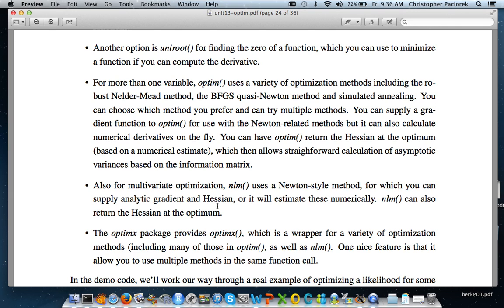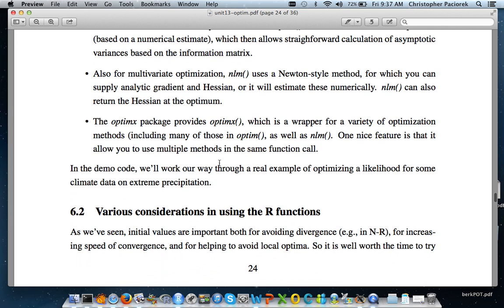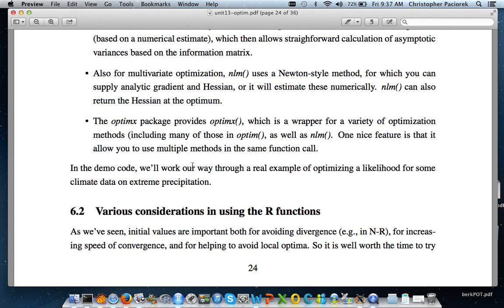I've already said optim is one of the go-to functions for optimization in R, and we're going to see that in some detail in a second. There's another multivariate optimization method called nlm, which also uses a Newton-style method. So that is another option. And then there's this recent package called optimx, which will allow you to run a variety of these different optimization functions on the same problem. That's often a nice strategy to use to give you a more robust optimization by trying a few different methods. So that's another tool that's out there.